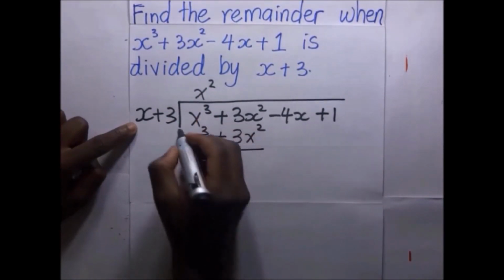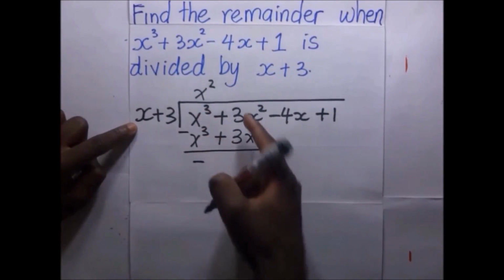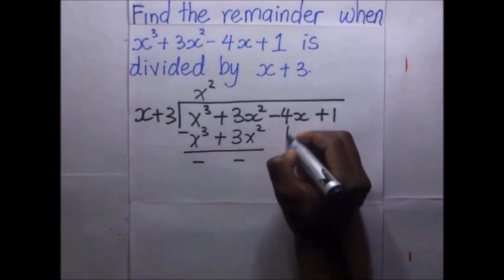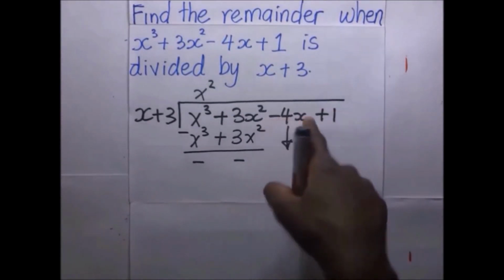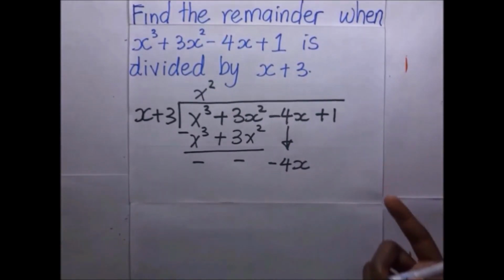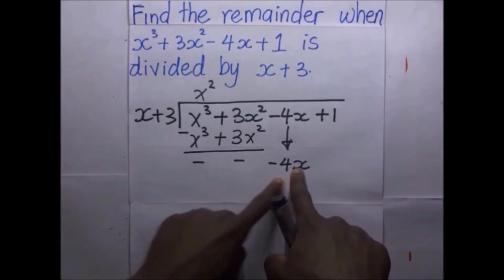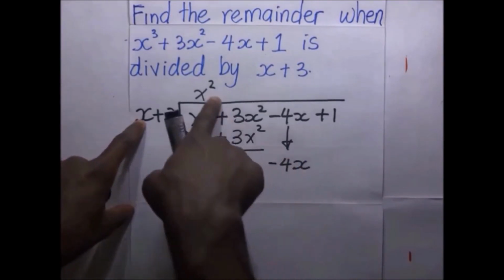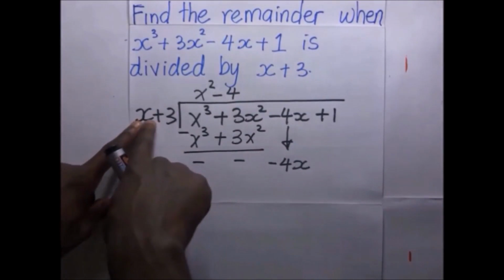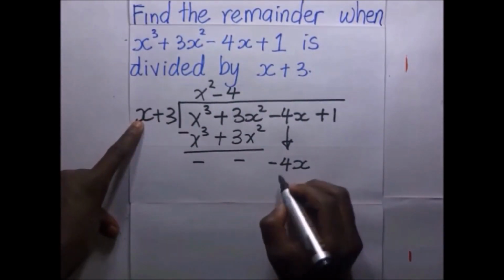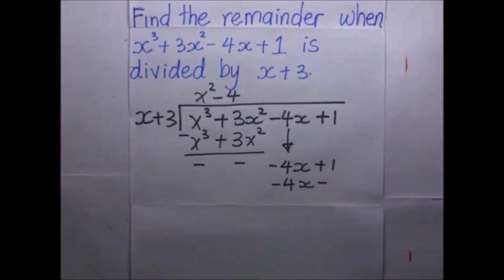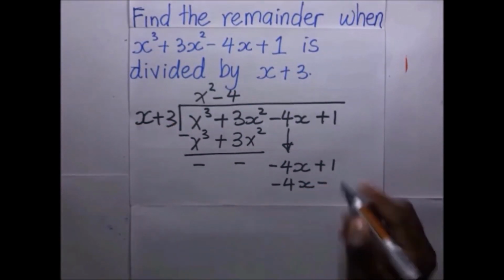When we subtract these two, x cubed minus x cubed gives us 0, and 3x squared minus 3x squared gives us 0. So we bring down the remaining term, negative 4x. We start the process again. Negative 4x divided by x gives you negative 4. Negative 4 times x is going to give us negative 4x. Negative 4 times 3 is going to give us negative 12.